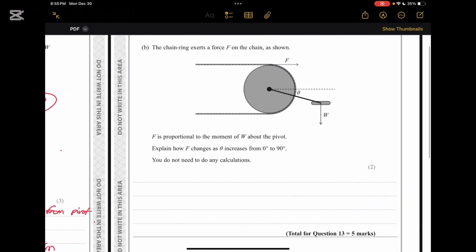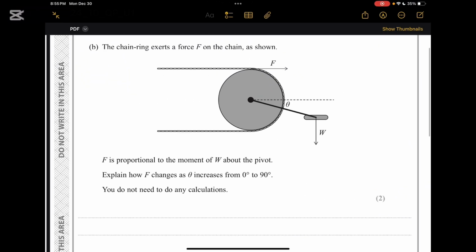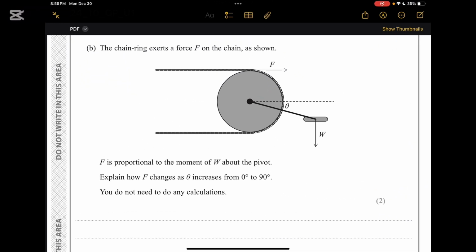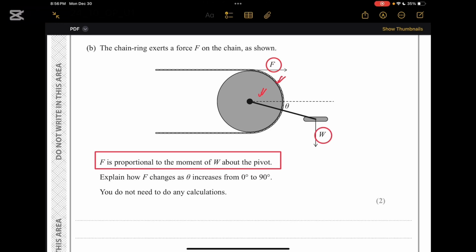Moving forward to part B of this question, they have said a chain ring exerts a force on the chain. So this is the chain ring which exerts a force on this chain. F is proportional to the moment of weight about the pivot. This line is really important. They have said this F is proportional to the moment of W about the pivot. So these two things are proportional.